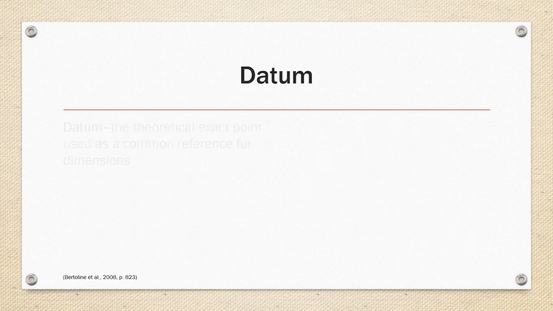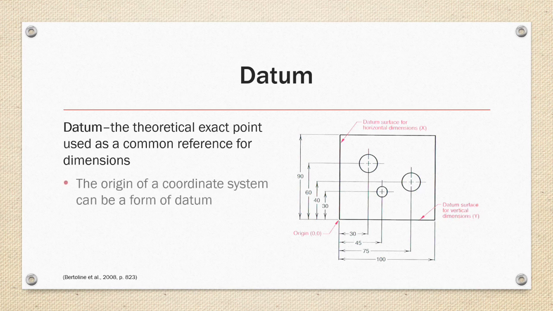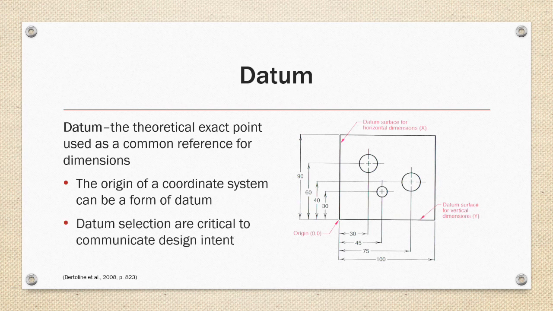Datum. A datum is a theoretical exact point used as a common reference for dimensions. In the example shown on the right, the left and bottom edges of the part are the datums with a common origin where they meet in the corner. All dimensions reference the common edge. Datum selection is critical to communicate the design intent and control the tolerances according to that intent.